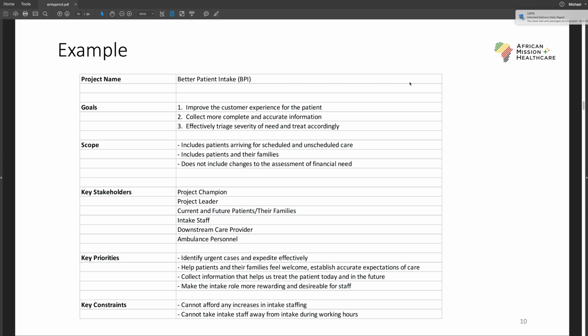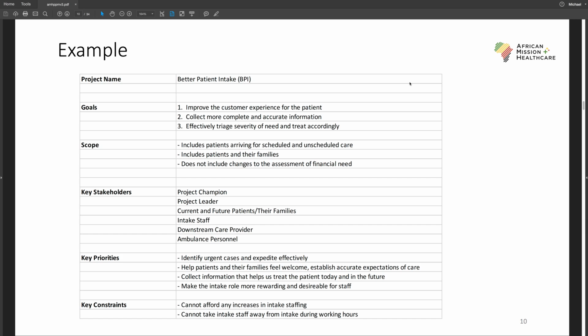So I've come up with a more detailed example, and then we'll end Module 3 now. After that, and it's a real project. It's not one that I was particularly involved with, but that I learned about from others. And the project initiation document that I've put here is pretty close to what they had when they actually did the project. But it was a better patient intake project.